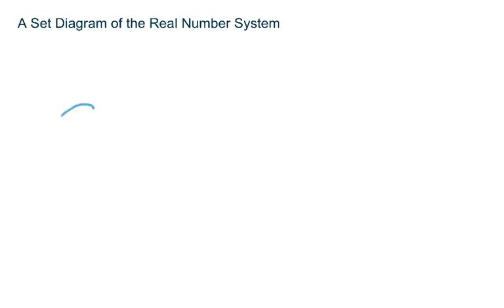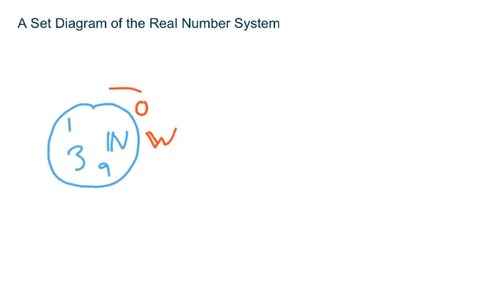If I draw a circle to represent, say, the natural numbers, I can put in here some examples of natural numbers like 1 and 3 and maybe 9. Those are examples of natural numbers. All natural numbers are also whole numbers. The only difference is the whole numbers throw in the number 0. So I can illustrate this like this. It shows that all of the natural numbers are contained within the set of whole numbers, just with the 0 added in.